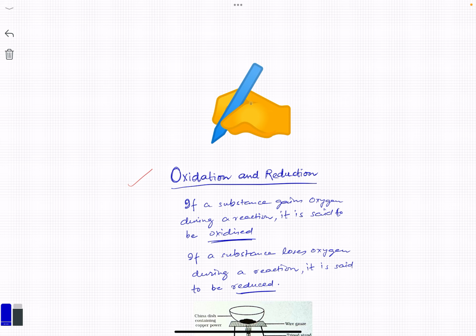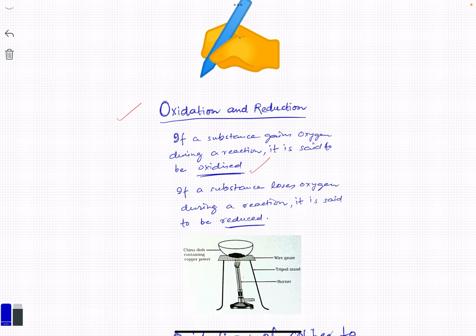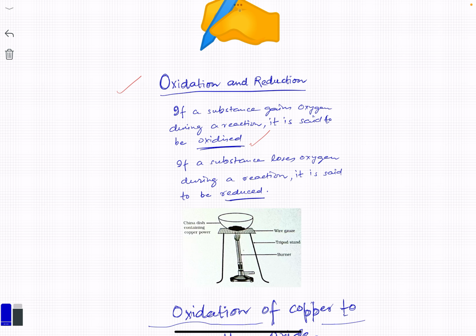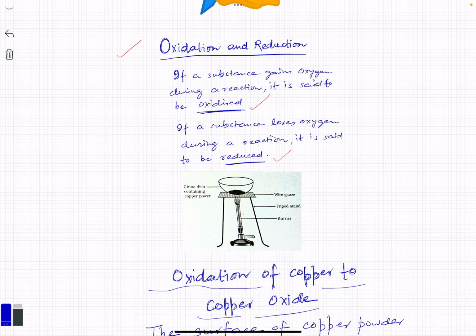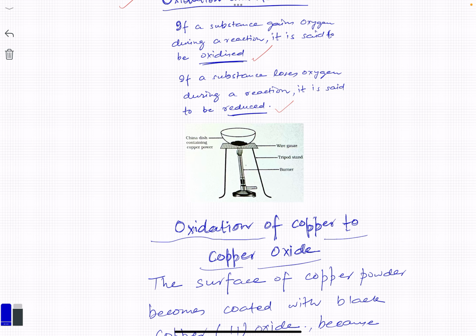So first we will learn what the process of oxidation is. Oxidation is the process in which a substance gains oxygen during a reaction. So the definition is, if a substance gains oxygen during a reaction, it is said to be oxidized. If a substance loses oxygen during a reaction, it is said to be reduced. Now we see the example, oxidation of copper to copper oxide.